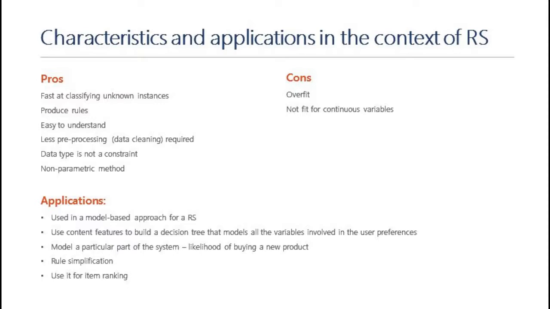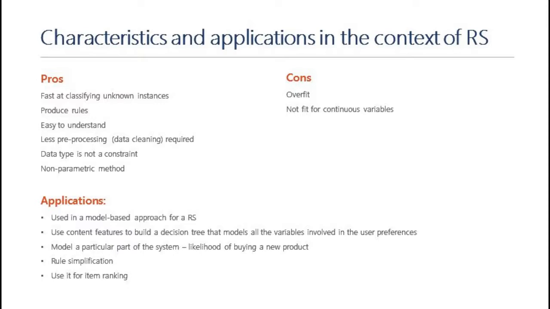As could be expected, it's very difficult and impractical to build a decision tree that tries to explain all the variables involved in the decision-making process. So we might use decision trees to model just a particular part of the system.